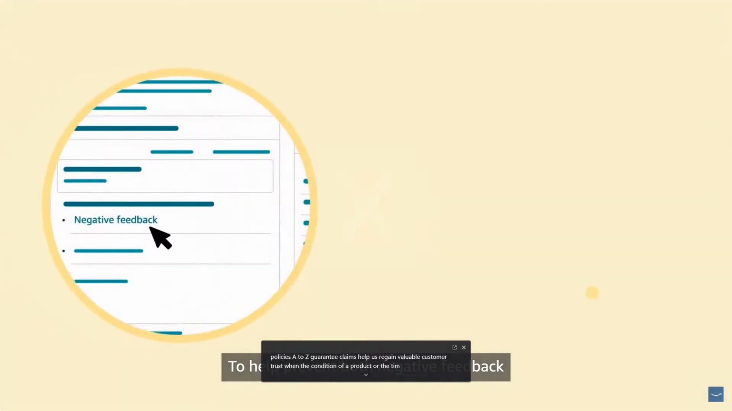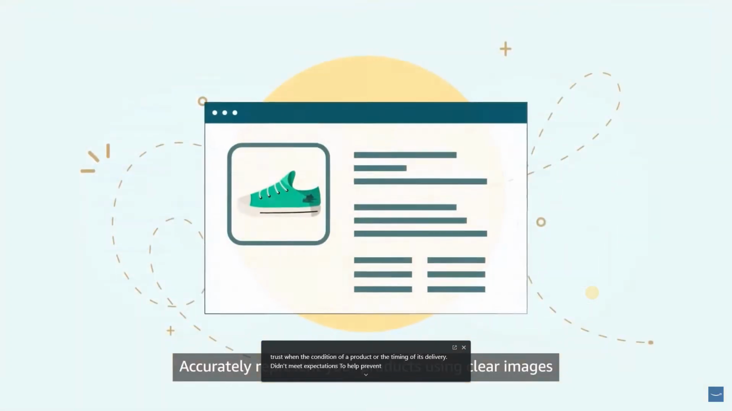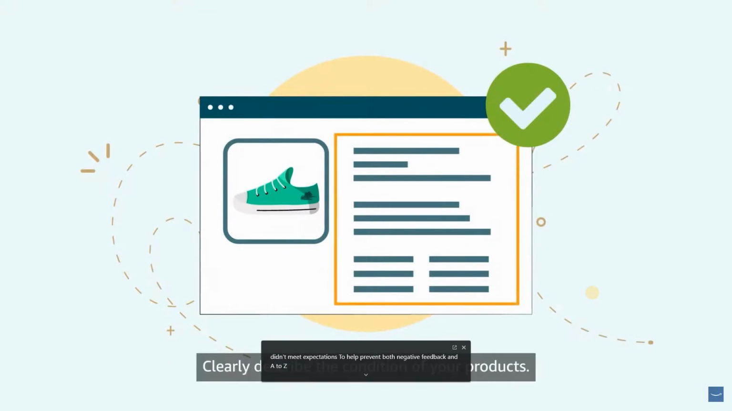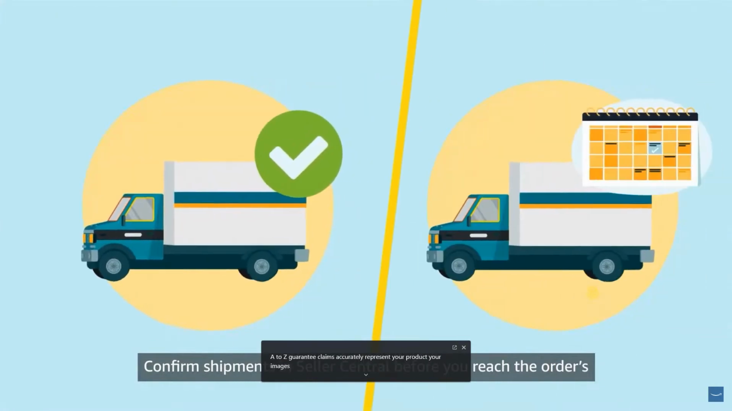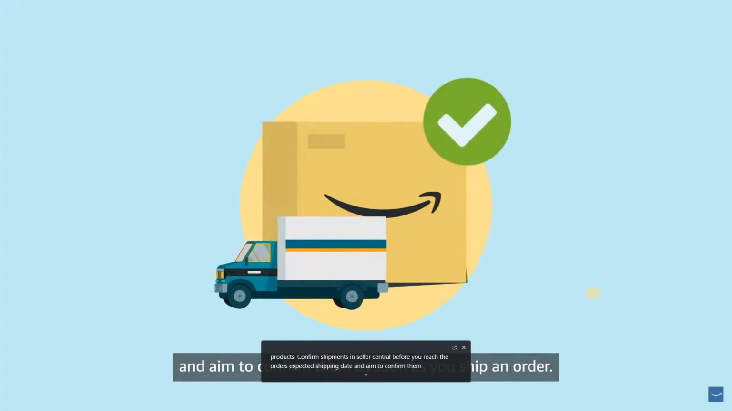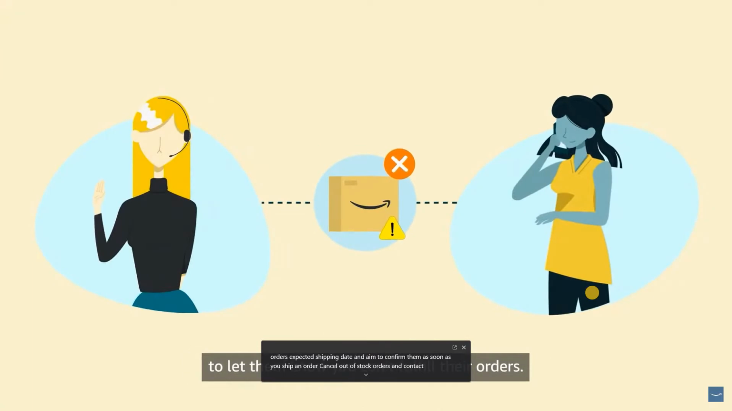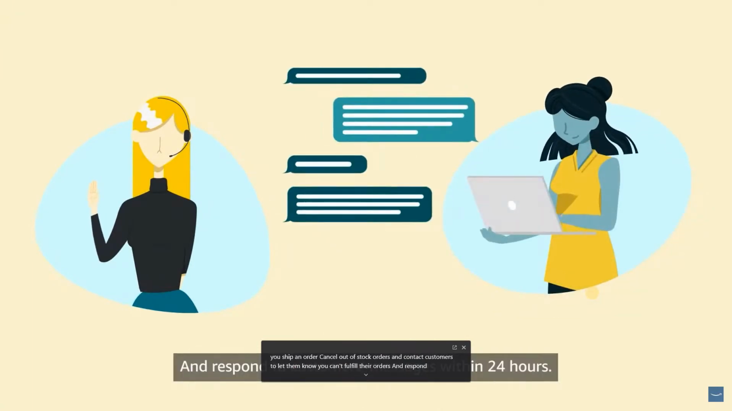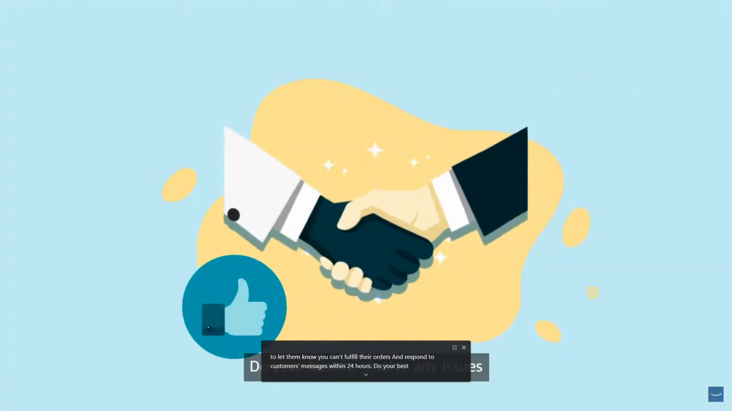To help prevent both negative feedback and A to Z guarantee claims, accurately represent your products using clear images and descriptions. Clearly describe the condition of your products. Confirm shipments in Seller Central before you reach the order's expected shipping date, and aim to confirm them as soon as you ship an order. Cancel out-of-stock orders and contact customers to let them know you can't fulfill their orders. And respond to customers' messages within 24 hours. Do your best to resolve any issues.